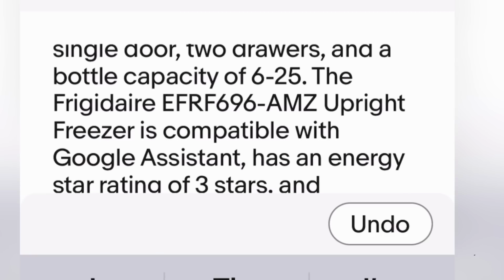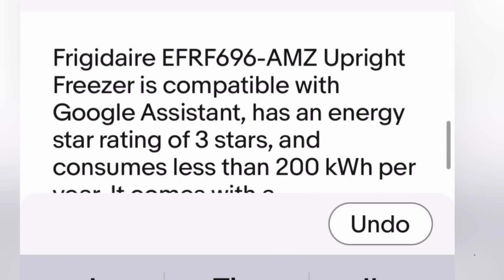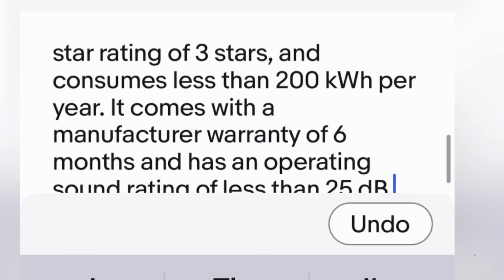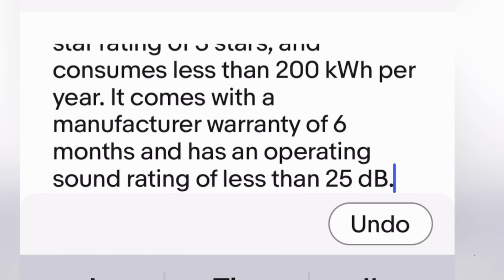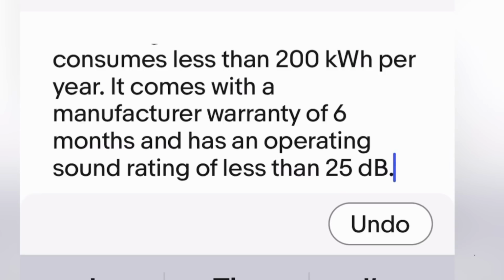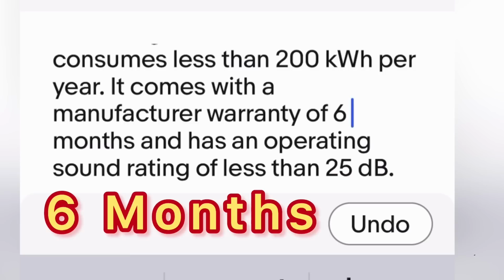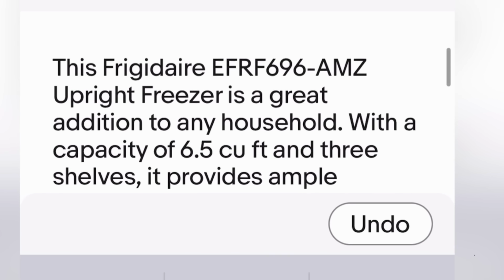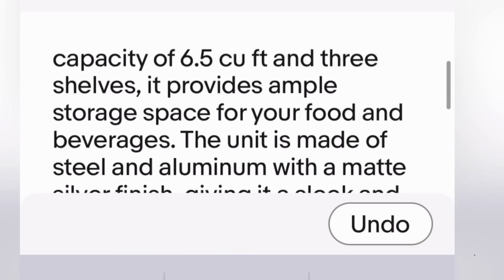Frigidaire upright freezer is compatible with Google Assistant, has Energy Star rating of 3 stars, and consumes less than 200 kilowatts per year. It comes with the manufacturer warranty of 6 months, has operating sound ratings of less than 25 decibels. Now, here's where you have to be careful. This is offering your buyer a 6-year manufacturer's warranty. If you're a distributor for this company, for Frigidaire, then yes, you can keep that in there. But for the rest of us, we have to be careful.